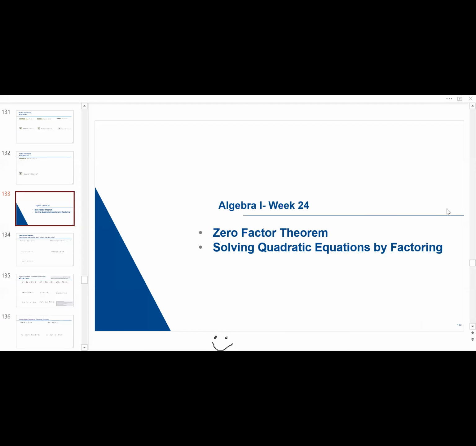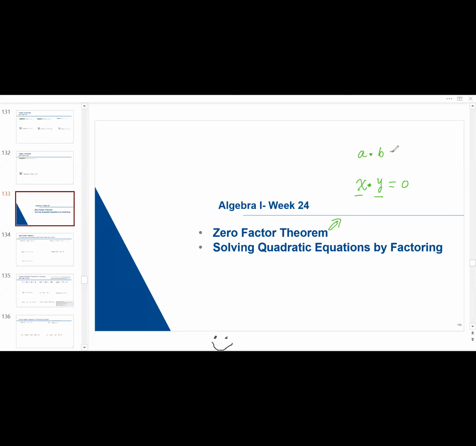So this week we go to a new topic, the zero factor theorem. All right, so first, what does this mean? Think about it. If there are any two numbers in your mind, one number is X, the other number is Y, and their product is equal to 0, that's A times B or X times Y.